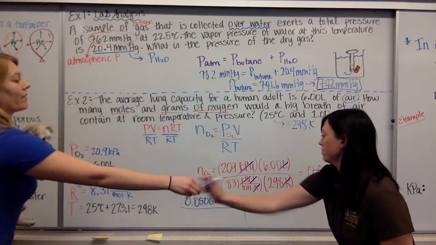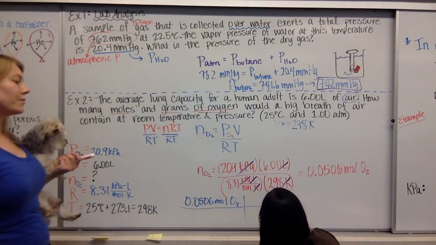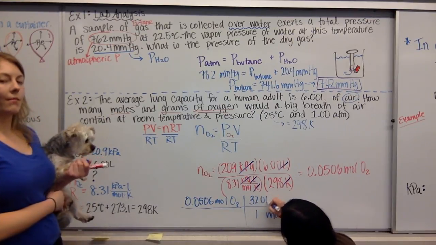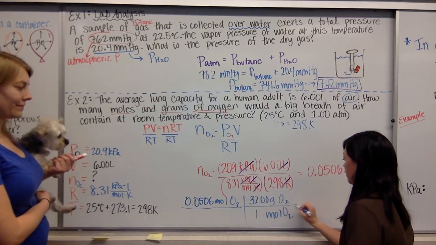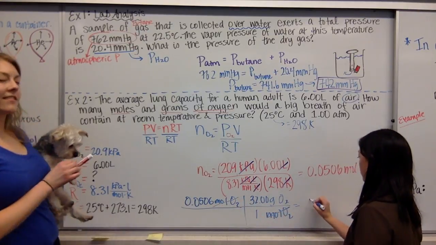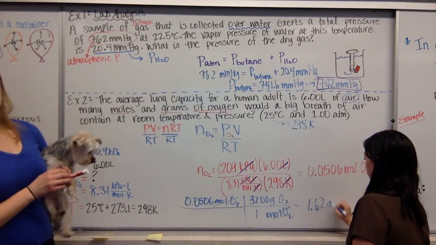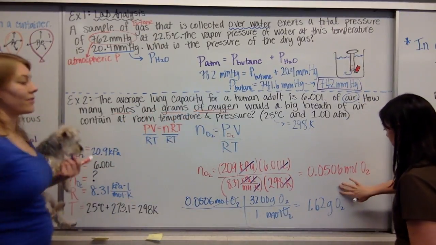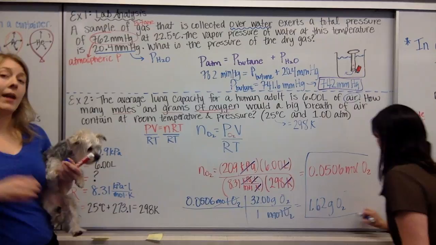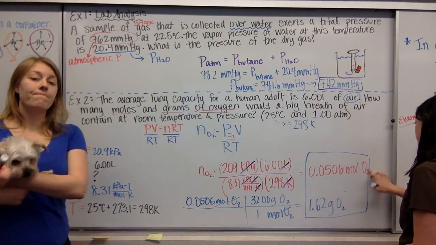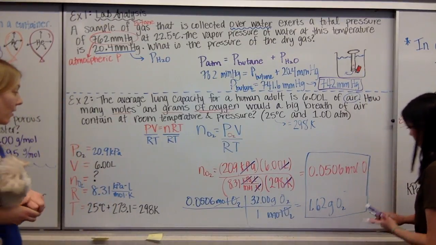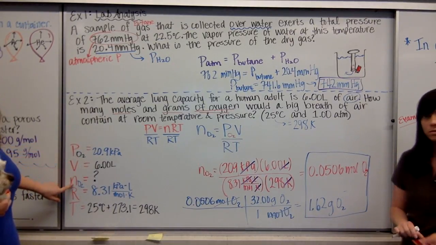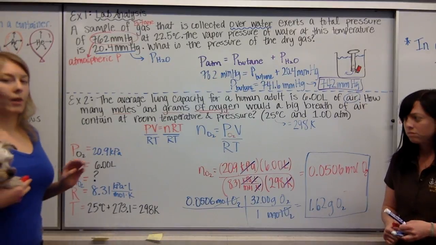Moles is going to go on the bottom, moles of O2. And it's 1 mole for 32 grams of oxygen. And we get 1.62 grams of oxygen, okay? So our question was asking for moles and grams of oxygen. The only difference here between what we've been doing with the ideal gas law and what we're doing now, again, is we're using the partial pressure and the partial moles of oxygen as opposed to the total of each, okay?